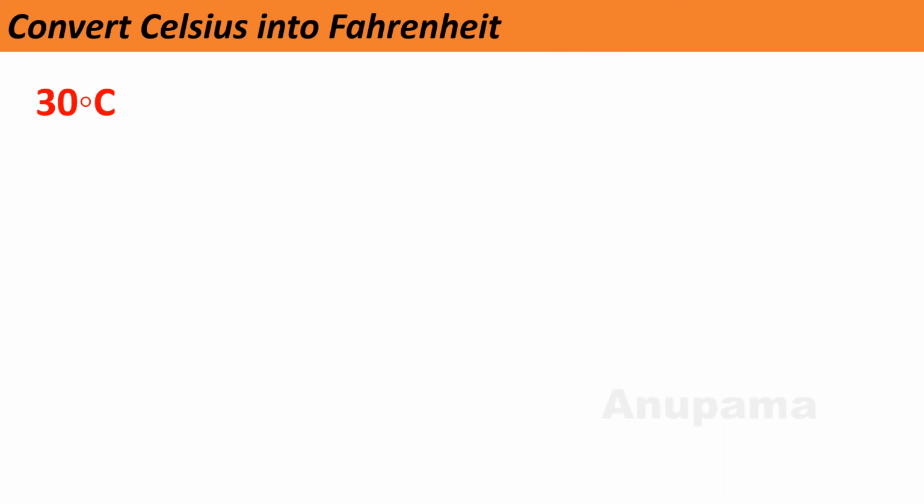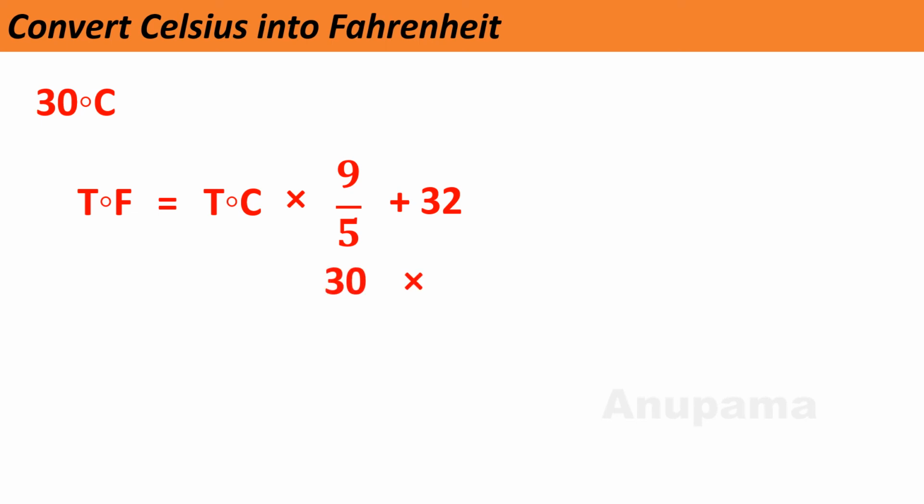Let us solve one question. 30 degrees Celsius is given and you need to convert it into Fahrenheit. I am writing the formula first. Temperature in degrees Fahrenheit equals temperature in degrees Celsius multiplied by 9 by 5 plus 32. I am just putting the value of temperature which is in degrees Celsius. It means it is 30 multiplied by 9 by 5 plus 32.